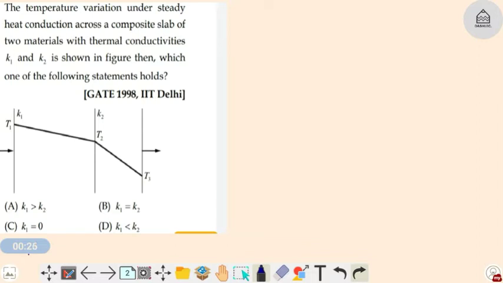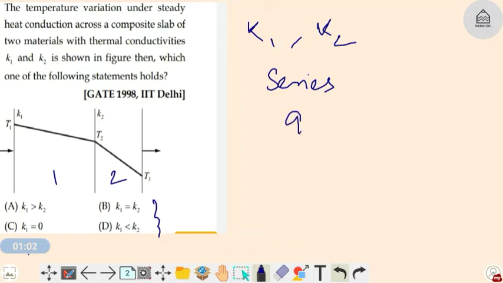The temperature variation under steady heat conduction across a composite slab of two materials with thermal conductivity K1 and K2 is shown in the figure. Which one of the following statements holds good? In the options it has been mentioned about the relation between K1 and K2. As this is a series connection, the heat traveling across surface 1 and surface 2 will be equal. Q1 will be equal to Q2.